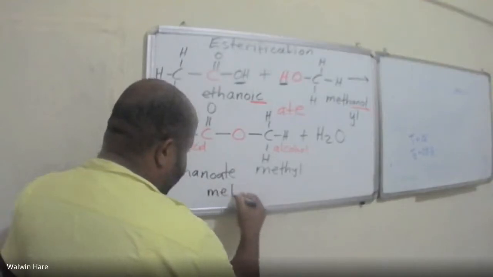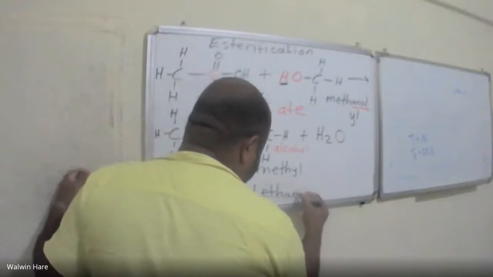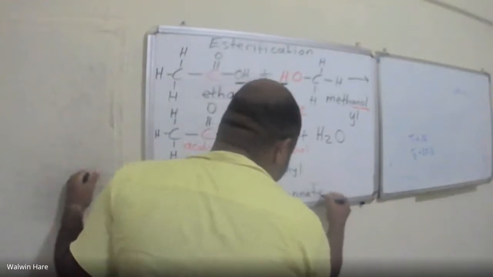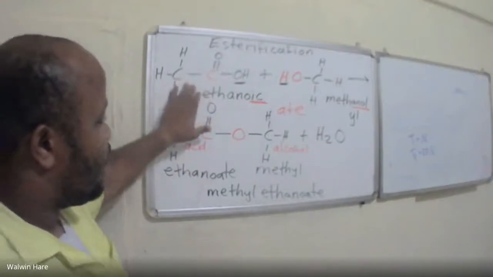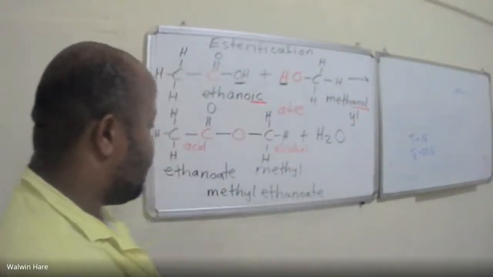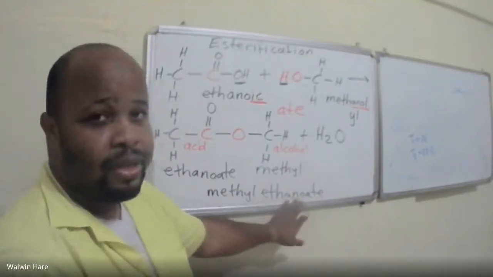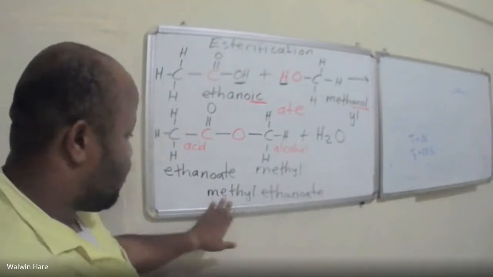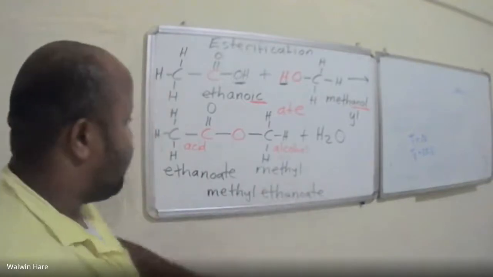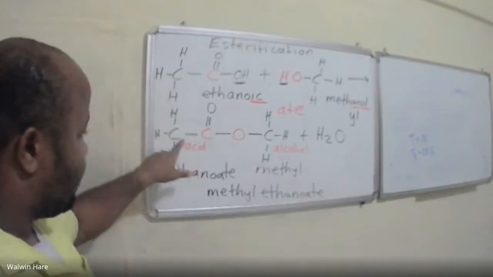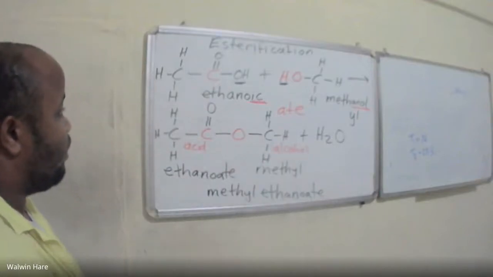So it is methyl ethanoate. So if you react ethanoic acid and methanol, the ester formed is called methyl ethanoate. In naming, the alcohol part comes first and the acid portion comes second. But in the structure, the acid part comes first, then the alcohol. All right.